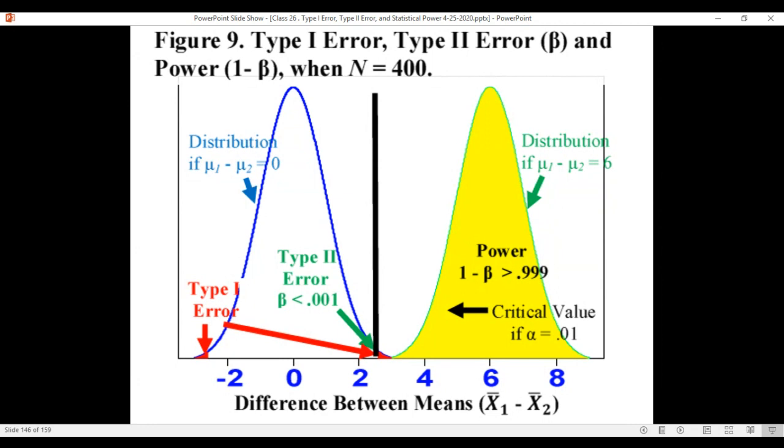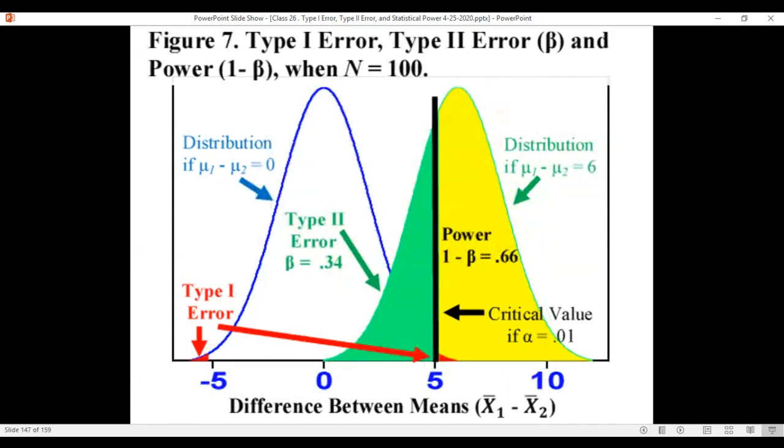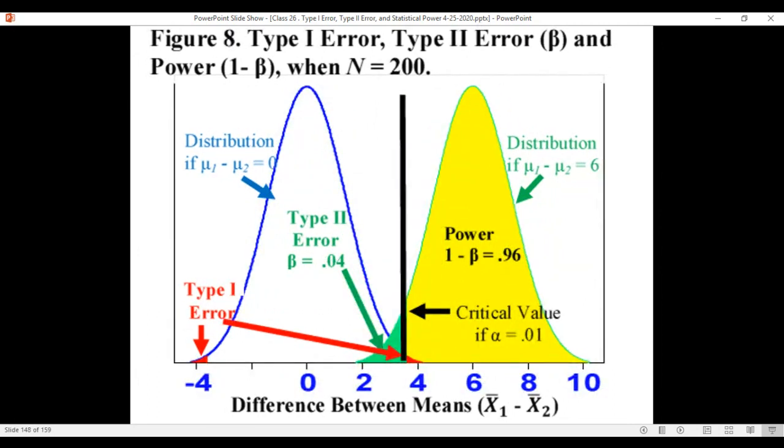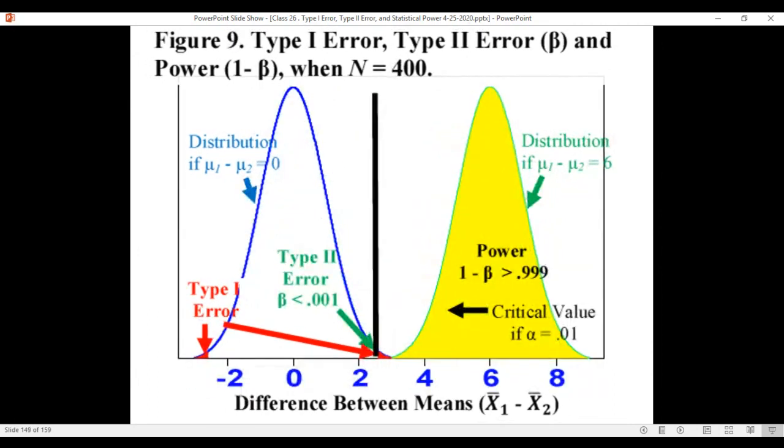Now let's see what happens to alpha, the probability of type 1 error. Watch the red region. Here's a sample size of 100, 200, 400. So what happens to alpha, the probability of type 1 error, as sample size increases? That's right. Alpha stays the same, which is good. We started out small, it stays small.